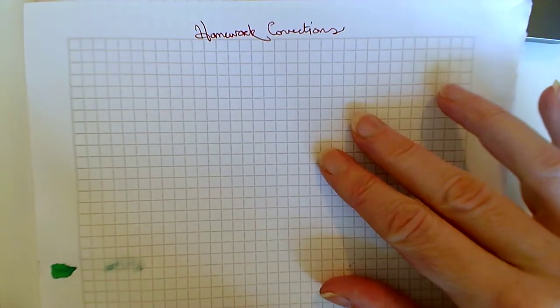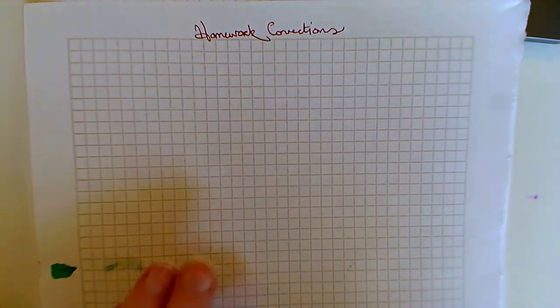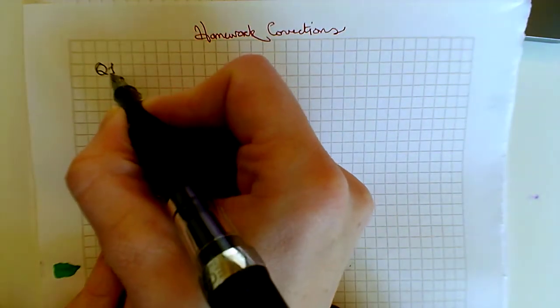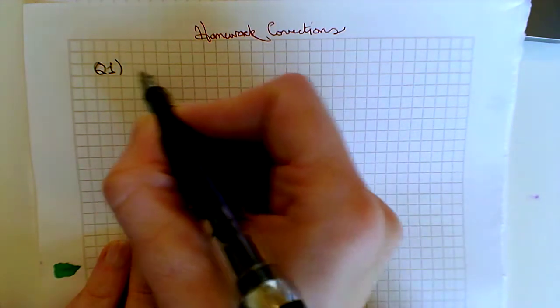Okay, third years, we're going to go through the corrections of the homework that you had last night. It was about rational and irrational numbers and the different types of numbers that we have. So for question 1, we were asked to state whether each of the following numbers were irrational.